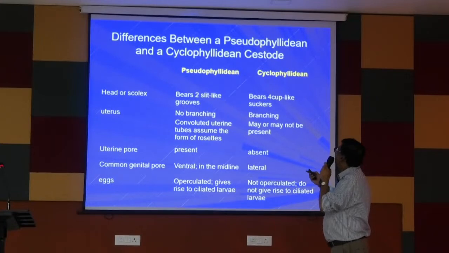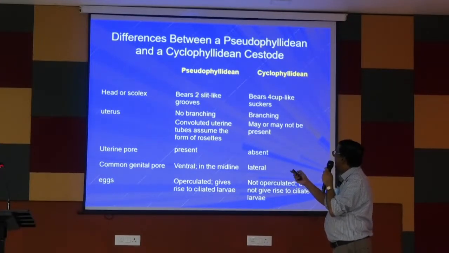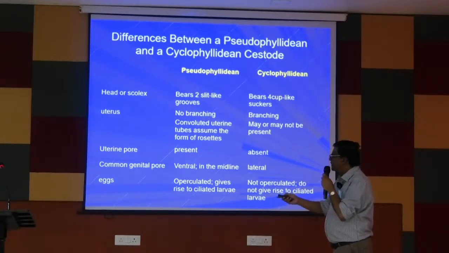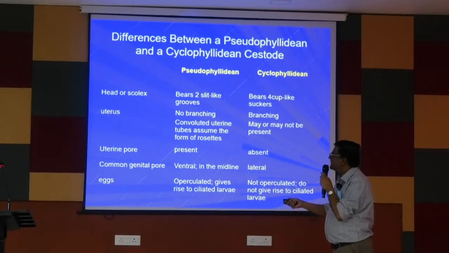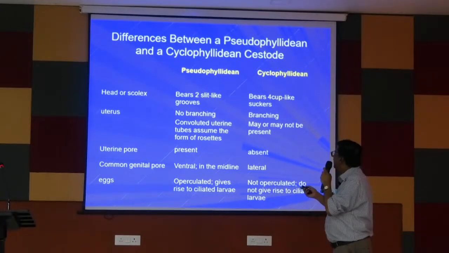Now the difference between pseudophyllidean and cyclophyllidean. Head or scolex: pseudophyllidean bears 2 slit-like grooves, bothria, and cyclophyllidean bears 4 cup-like suckers. Uterus: no branching here, and branching is present there. Uterine pore: present here, absent there. Common genital pore is ventral, in the midline here, and lateral there.